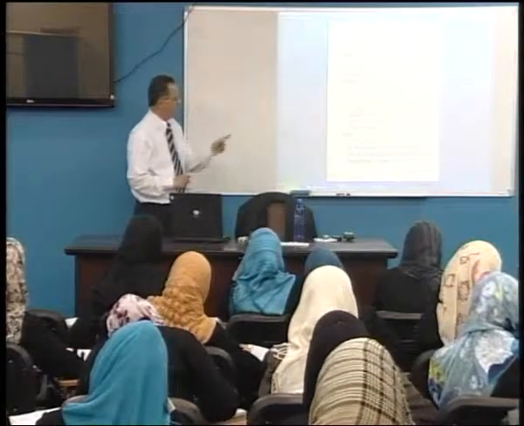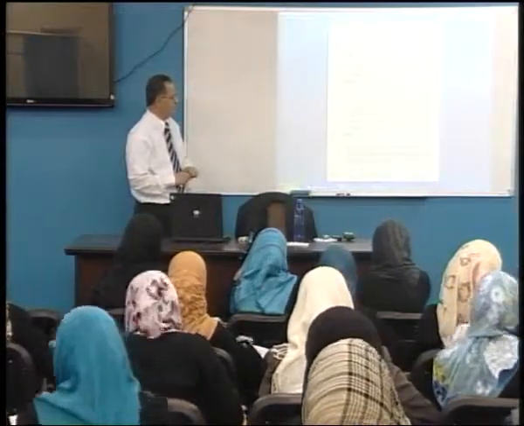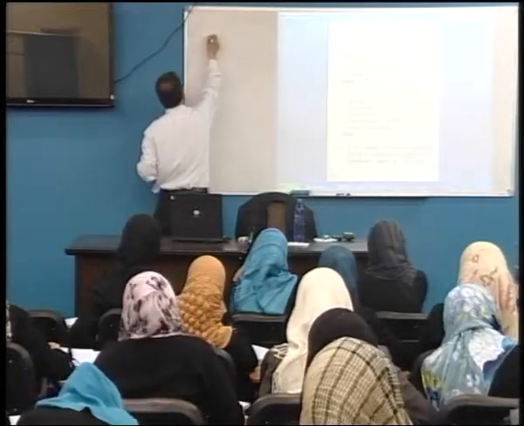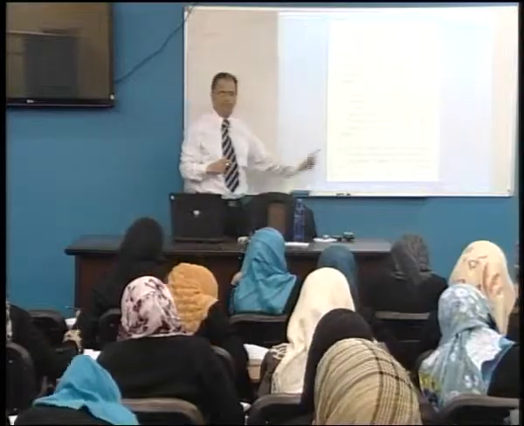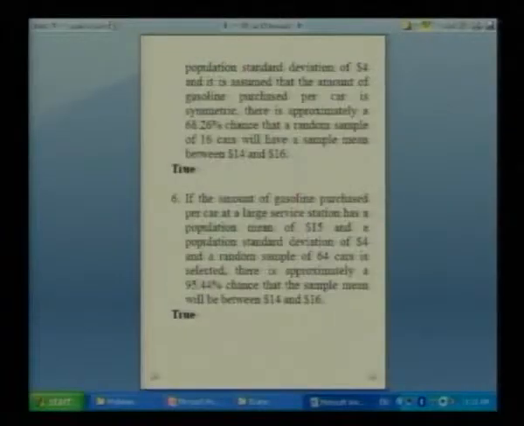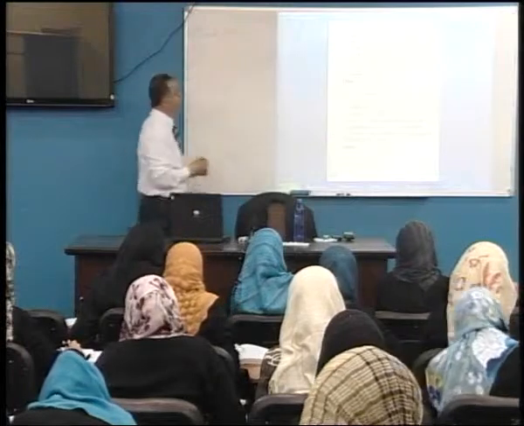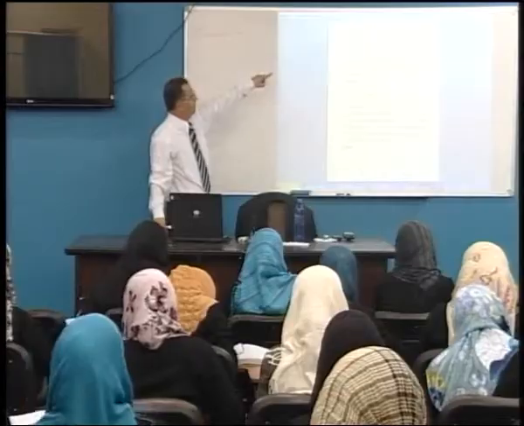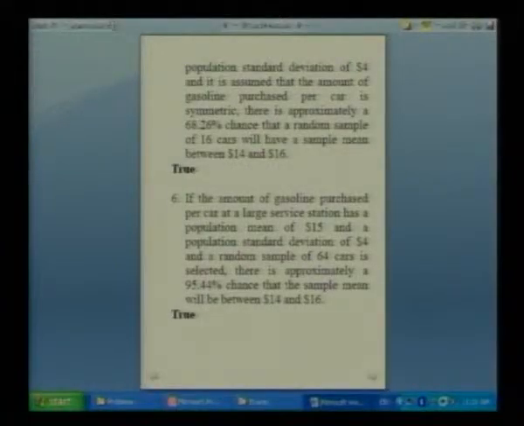Gasoline purchased per car at a large surface station has a population mean of 15. So the mean is 15, and a population standard deviation of 4. Sigma is 4. It is assumed that the amount of gasoline purchased per car is symmetric.